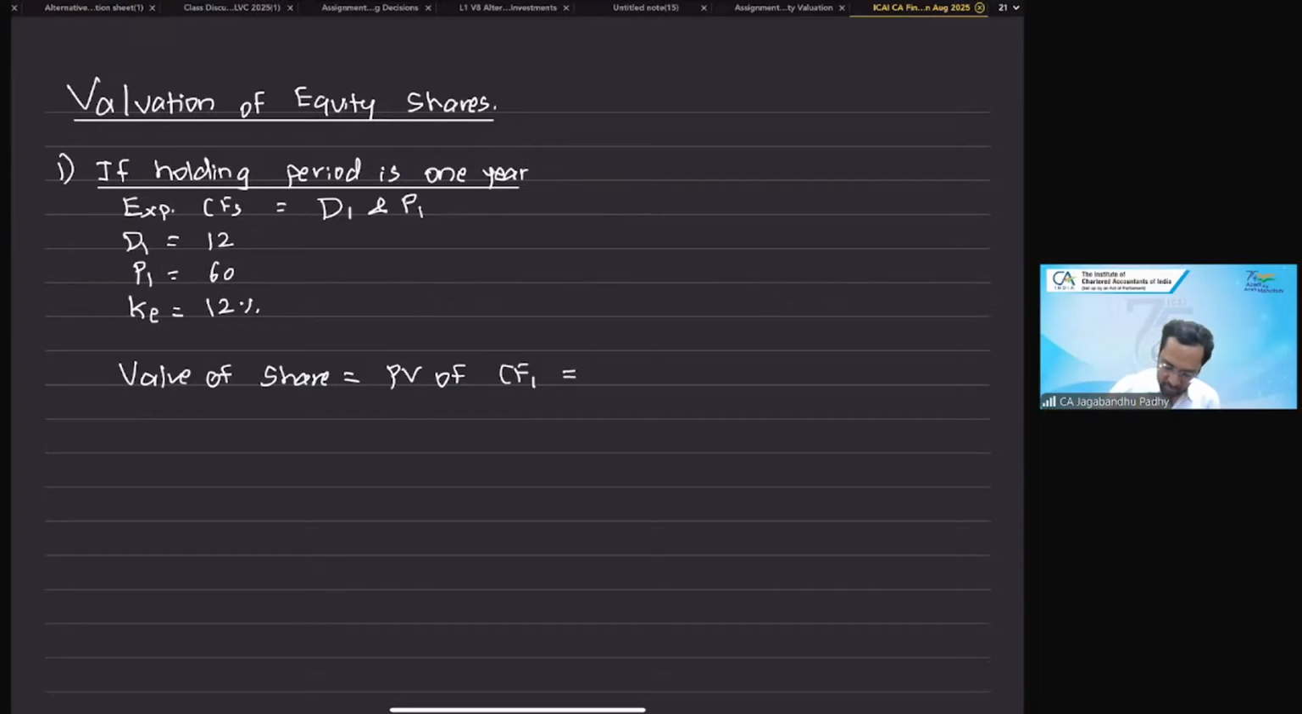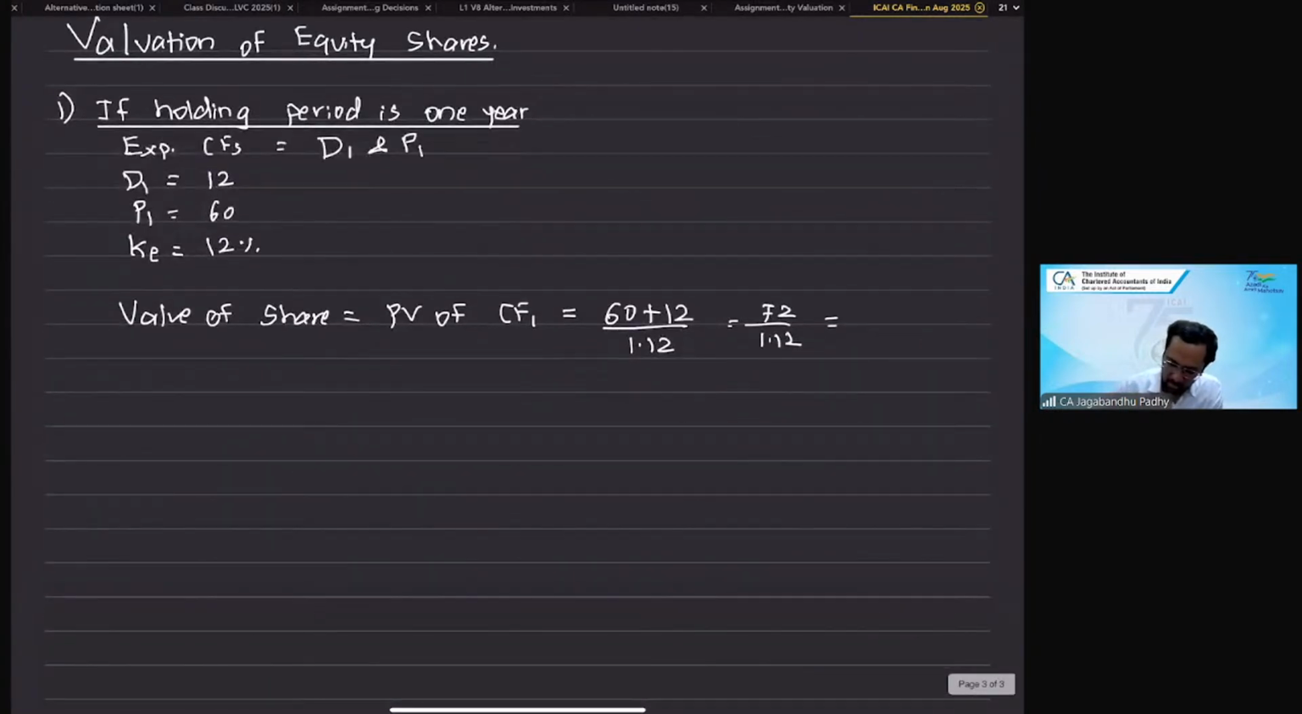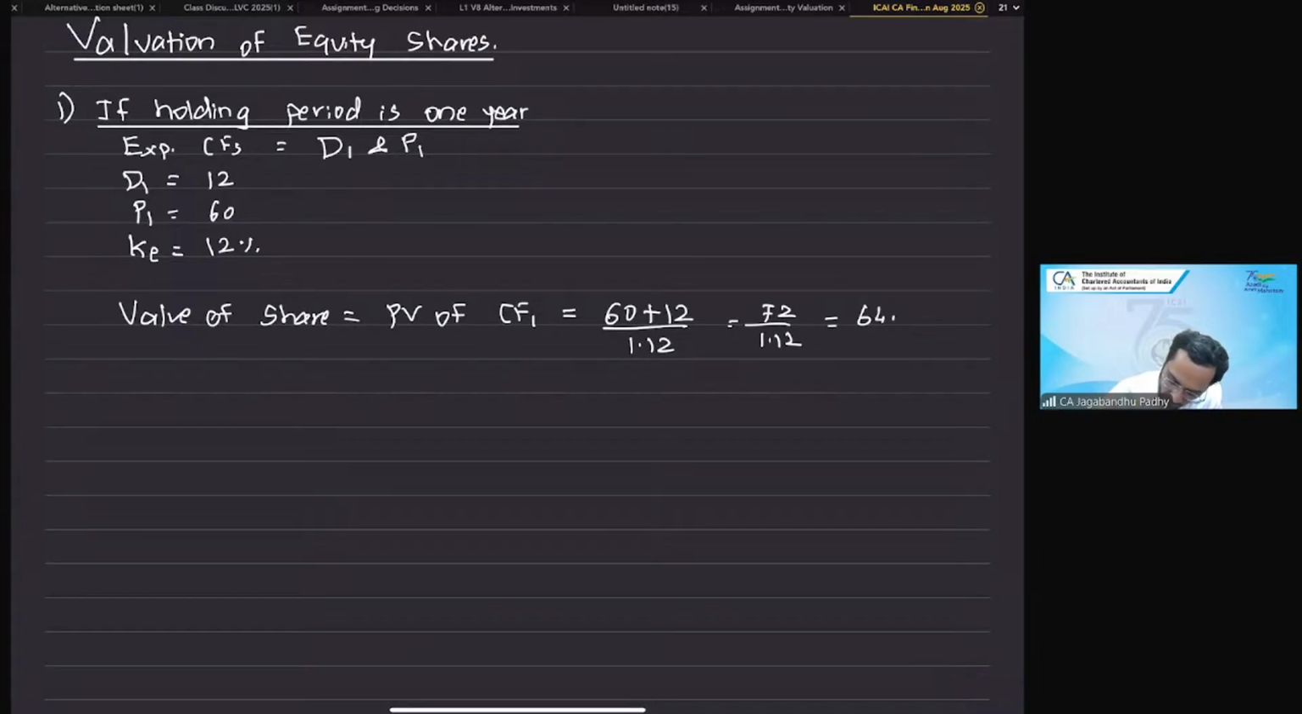64.29. Can I say it's going to be like you will receive 60, you'll also receive this 12, and we want to take the present value of it. So present value of this is going to be 72 upon 1.12. Right? So you can just give me the value of it. How much is it? 64.29. Perfect. So can I simply say that the value of share is nothing but D1 plus P1 upon 1 plus K? So the value of the share, if your intended holding period is just 1 year, is just D1 plus P1 upon 1 plus K.